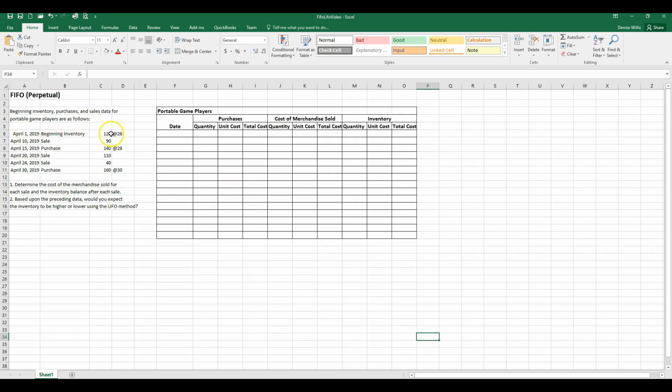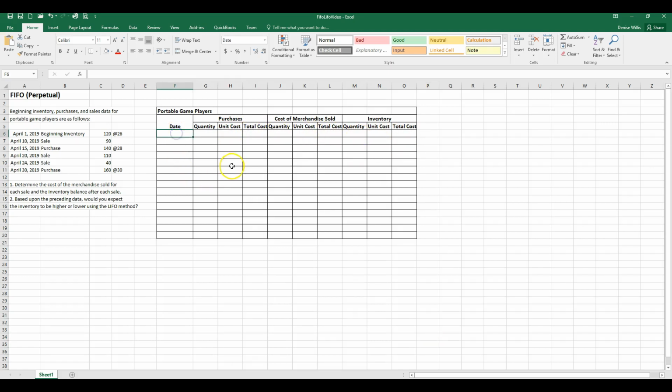This is our setup. We have a beginning inventory, we have a sale, then we have a purchase, a couple of sales again, and another purchase. We're going to use this area over here to organize and calculate all of our information. You'll see it has a date column, and then this is the area for all of our purchases. Here's the area for cost of merchandise sold, and this area is for ending inventory, what we have left. Each of these has three sub-columns: quantity, unit cost, total cost, and so forth.